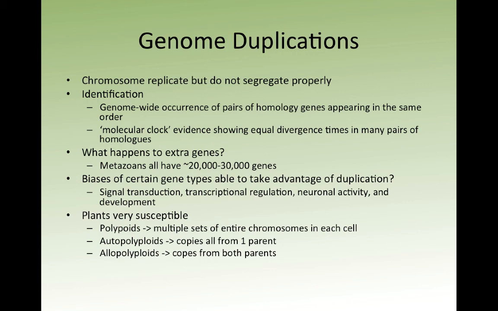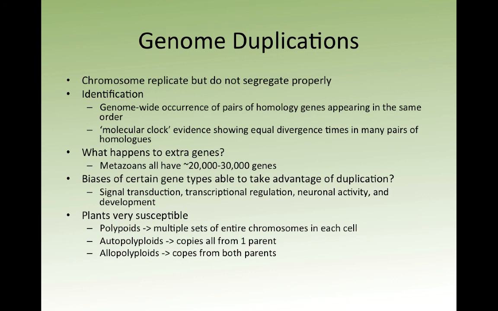replicate into new cells. The way we identify these is that we look for genome-wide occurrences of pairs of homologous genes appearing in the same order. So in other words, do we have whole blocks, whole sets of genes where we find multiple copies of them, pairs of copies of them that appear in the same order? The textbook example of this is looking at Hox clusters. Do we find one set of Hox clusters? Do we find two sets of Hox clusters? If we find two sets of Hox clusters in a gene, that means at some point we think that there's been a genome duplication.